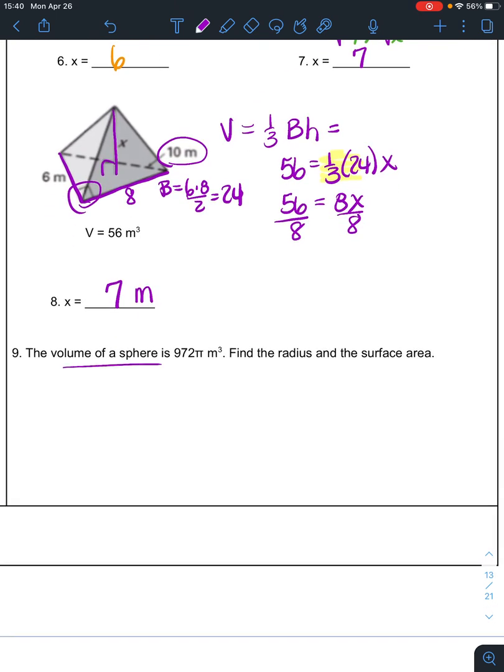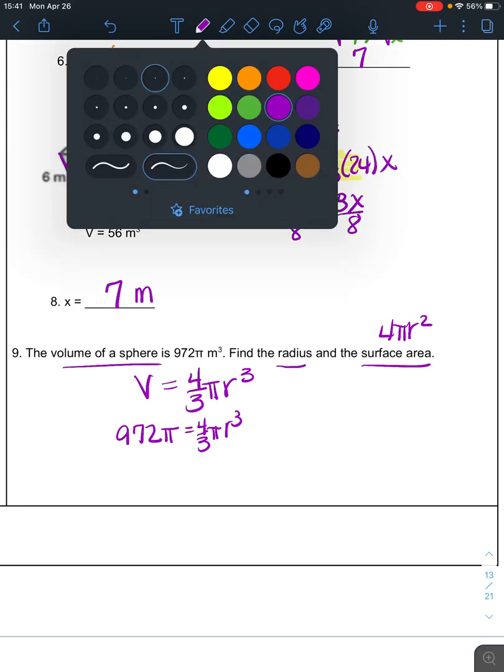All right, so we've got a volume of a sphere. As soon as you see the volume of a sphere, write it. Volume is equal to 4/3 pi r cubed. So the volume is 972 pi equals 4/3 pi r cubed. Now, obviously what we're looking for is the radius, but I also want the surface area. In order to find the surface area, that's 4 pi r squared, I've got to find r. So I've got to do that first.